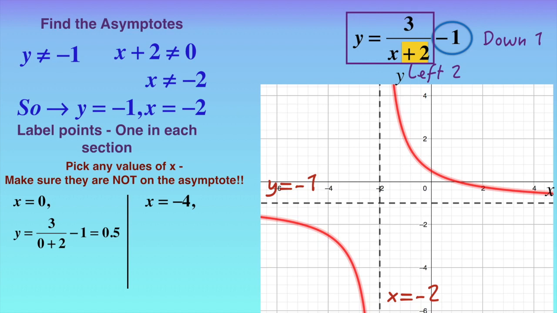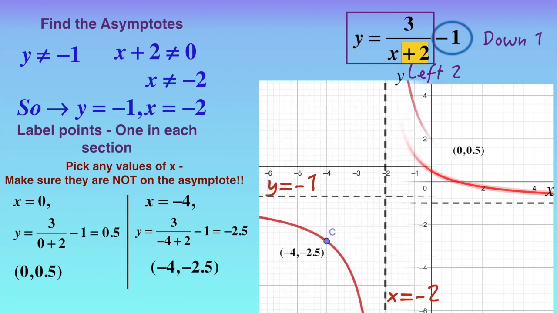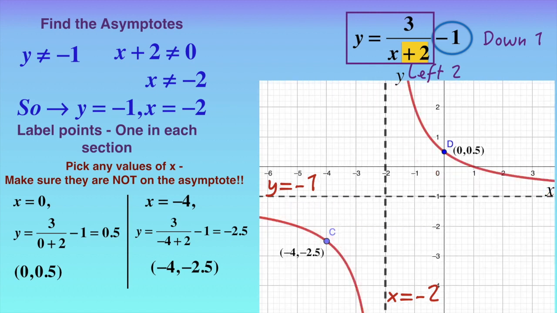So when x equals 0, I have y equals 3 over 0 plus 2, minus 1, which gives me a half. So my coordinates are 0, a half. When x equals negative 4, I sub that back into y and get minus 2 and a half. So my coordinates are negative 4, minus 2 and a half. And then I plot them on my graph.